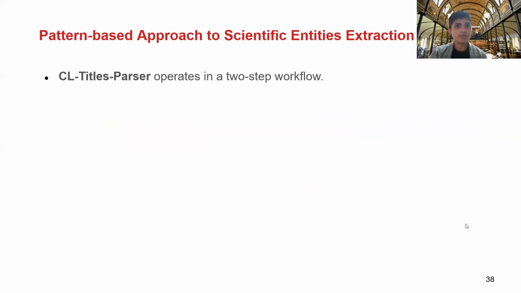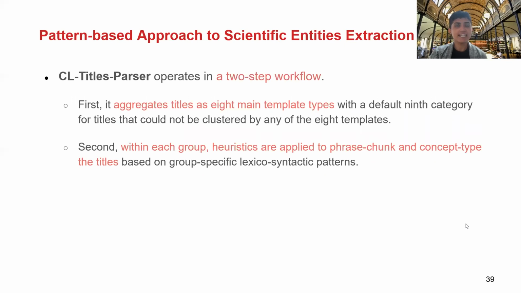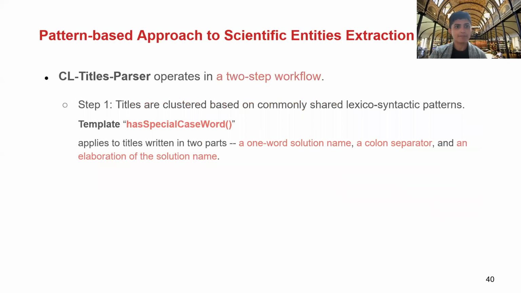It operates in a 2-step workflow. First, it clusters titles within 8 generic title template types. And second, within each group, heuristics are applied to phrase chunk and concept type the titles based on group-specific lexicosyntactic patterns. So, step 1. Titles are clustered based on commonly shared lexicosyntactic patterns.